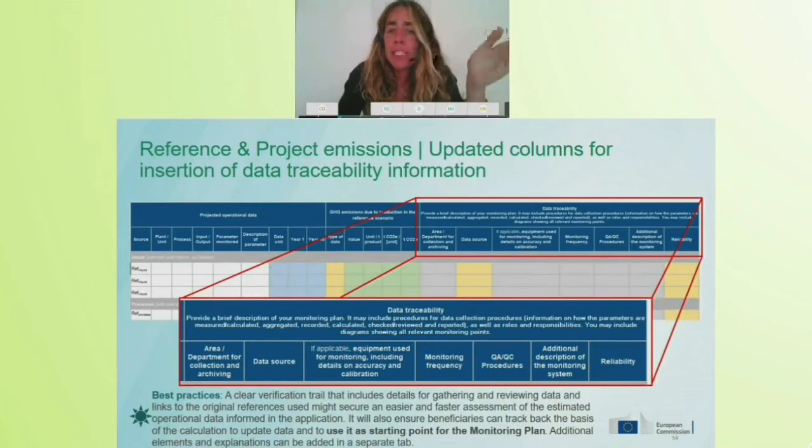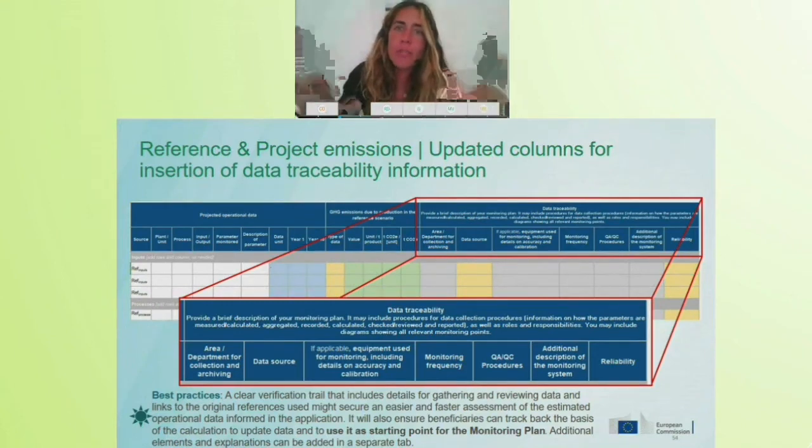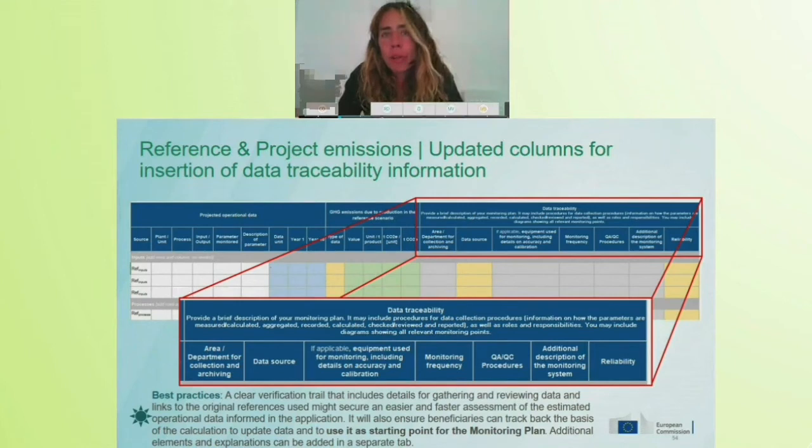So the tabs for calculation of reference and project emissions remain roughly the same. What we tried to improve is the part related to data traceability. We have added extra columns that you can use to describe how data is gathered, how it's internally checked, who validates, and where it is stored. This will help applicants ensure the memory of the calculation isn't lost with changes in personnel, and we know that this happens often. These data traceability columns will also serve as a starting point for your monitoring plan.